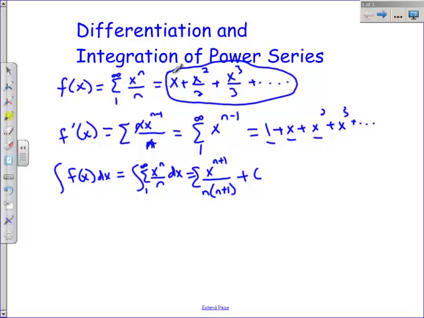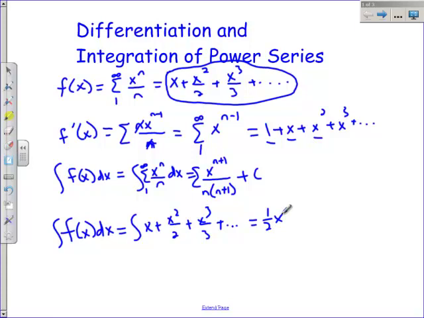So let's take a look at how we could have done that with the term-by-term expansion. The integral of f of x could also have been done this way. I could integrate x plus x squared over 2 plus x cubed over 3 plus dot, dot, dot. And that would give me, if I integrate x, I get 1/2 x squared. And if I integrate x squared over 2, I get x cubed over 3 times 2. I'm not going to simplify that yet. And then if I integrate x cubed over 3, I get x to the 4th over 4 times 3.